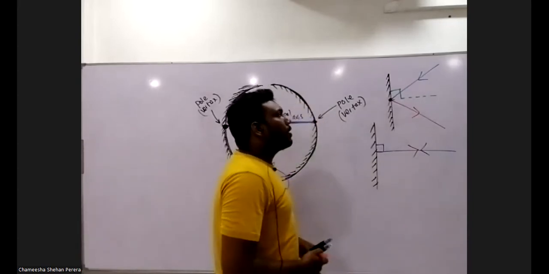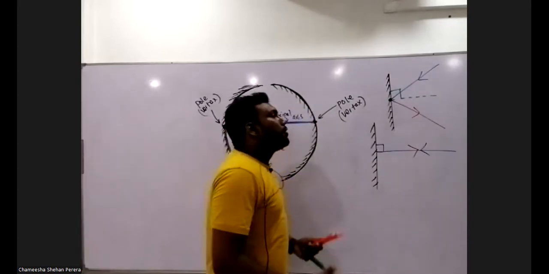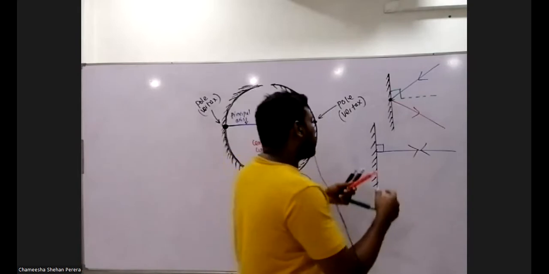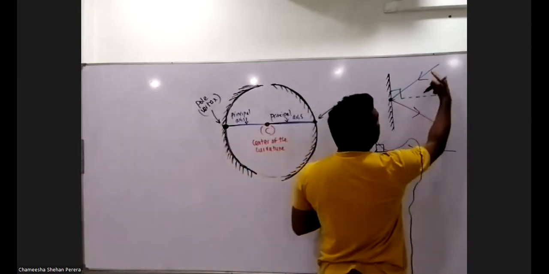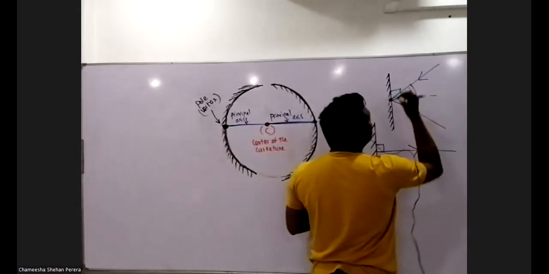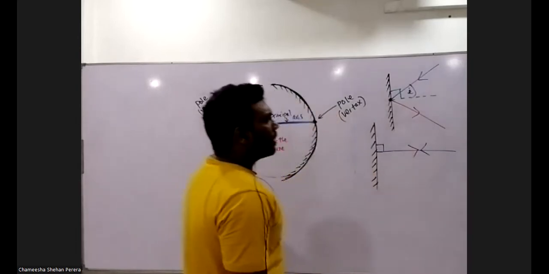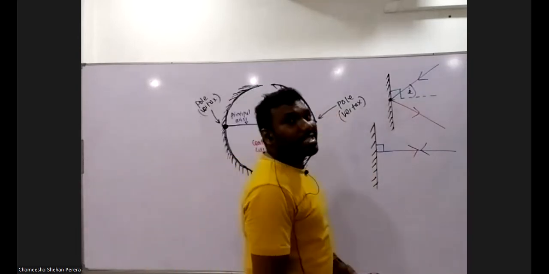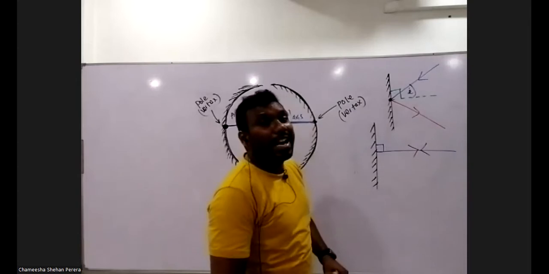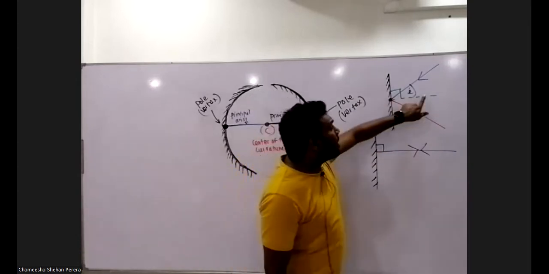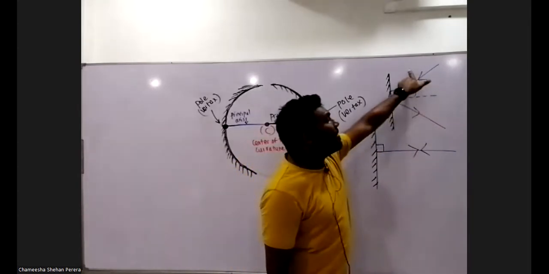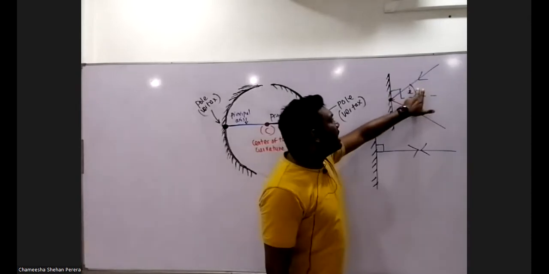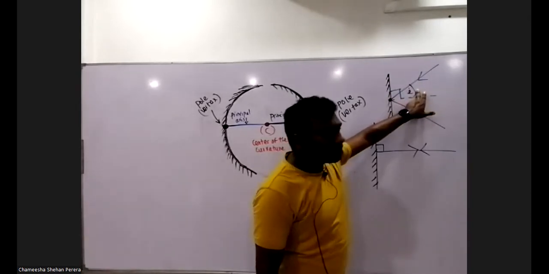So what did we do? We did a construction called the normal. This construction tells us the angle in between the incident ray and the normal, and that is known as the incident angle. This construction helped us figure out the angle in between the normal and the incident ray, and that angle is called the incident angle.